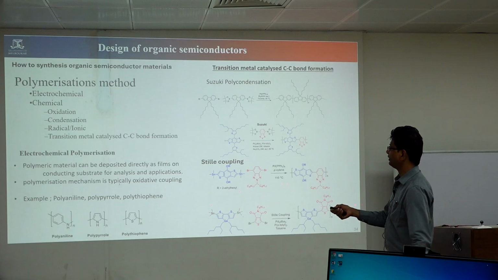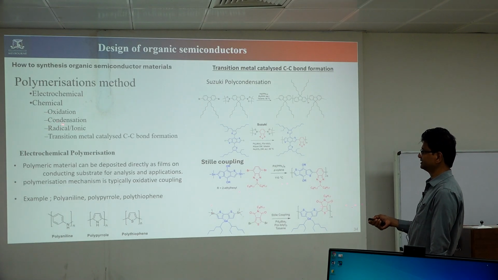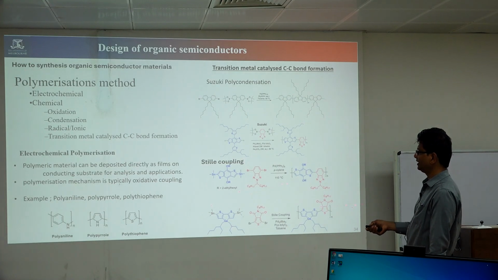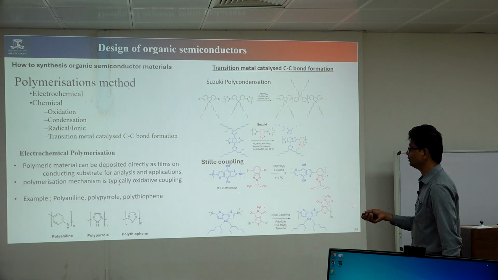The polymerization methods: we can do electrochemical, and the chemical methods are oxidative condensation, different radical polymerization, and CC bond formation. These are different methods used in chemistry. In electropolymerization, people make polyaniline, polypyrrole, and polythiophene. These are the polymers we can make by electropolymerization. In electrochemistry we know that by applying electricity we can do that.